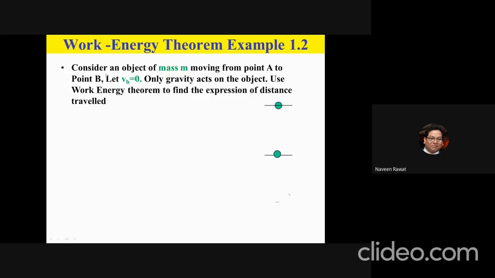Okay, in this example we have an object of mass m. It is moving from position A to position B. Only gravity is acting on this object, and what we want to do is use the work energy theorem to find the expression of the distance. So let's assume that the distance between point A and point B is h, or the height that the object is moving. Let's assume that the final velocity is 0, and that the initial velocity is something that we don't know, but it is not 0, so the object is moving.